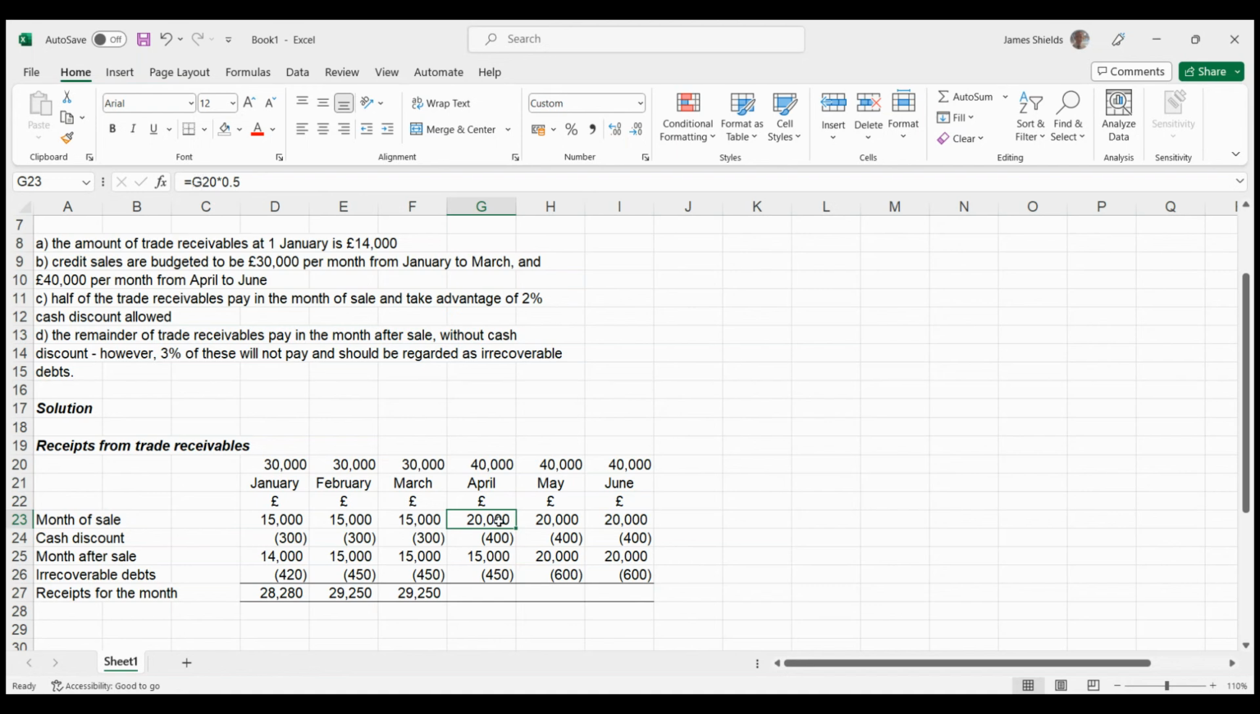April is going to change. You've got 20,000, take away 400, plus 15,000, take away 450. That's going to give us £34,150. May, 20,000, minus 400, plus 20,000, minus 600. It's going to give us £39,000. And finally in June, it's going to be 20,000, minus 400, plus 20,000, minus 600, which again is going to give us £39,000. So that's your receipts from trade receivables budget.